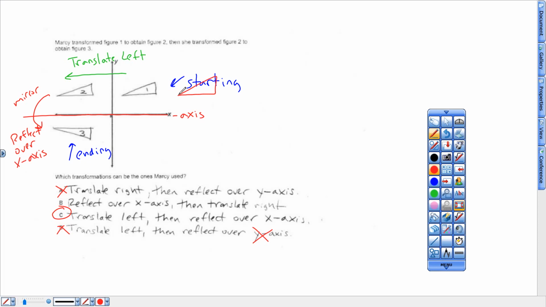And then if I reflect over the x-axis first, it will look like this. But then if I move that to the right, that ends up over here. So that one wouldn't work. If I had reflect over x and then translate left, that one would have been a good answer right there. But I did not have that. Had you translate right, made that a bad choice.